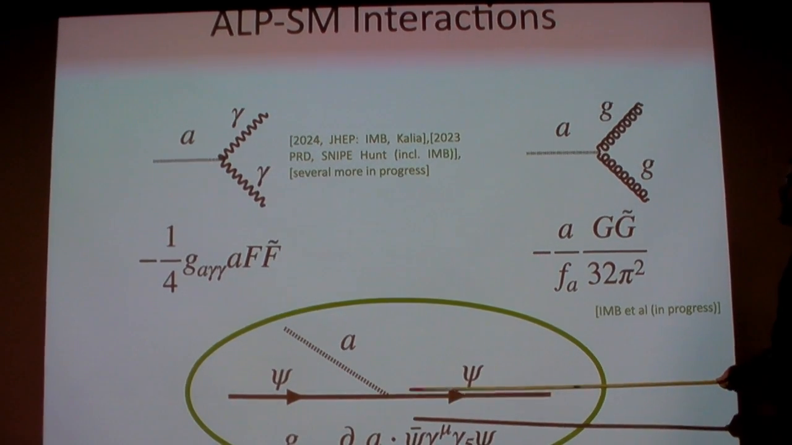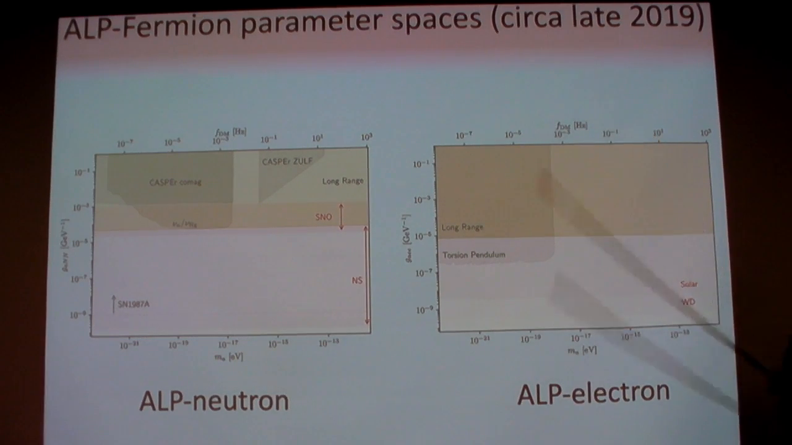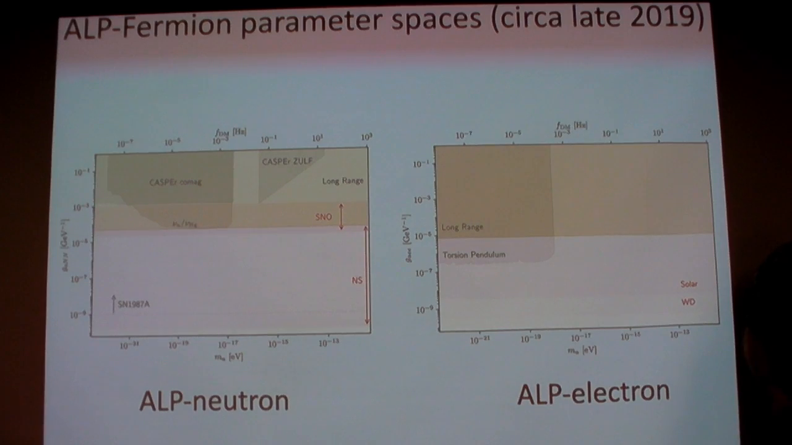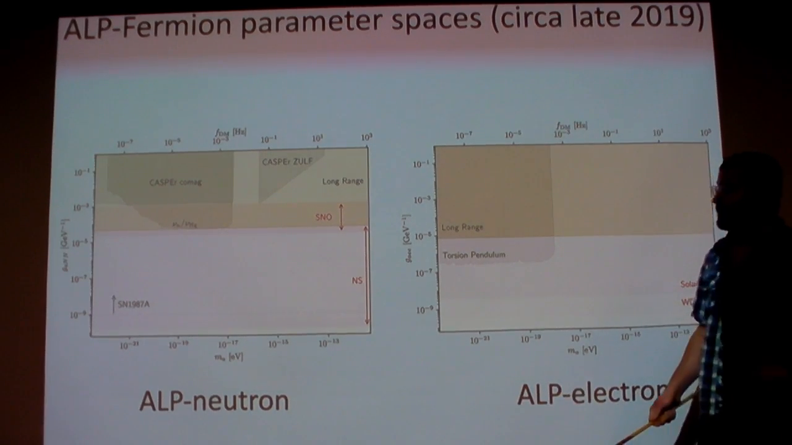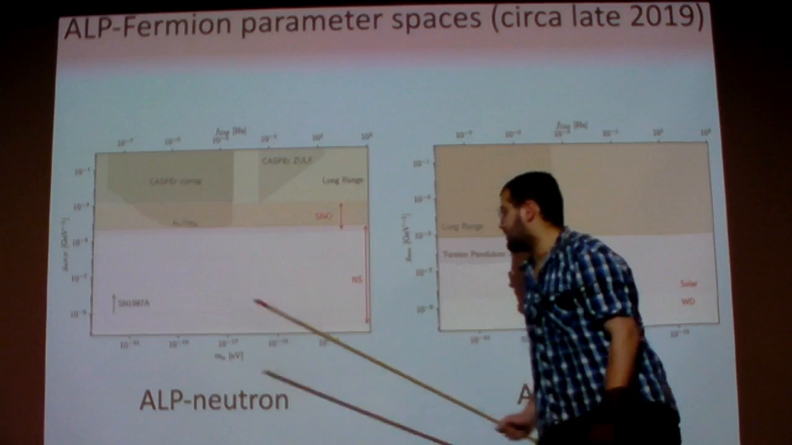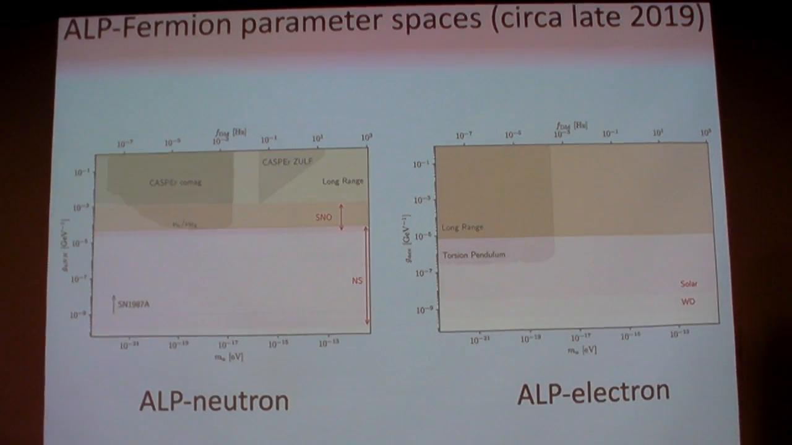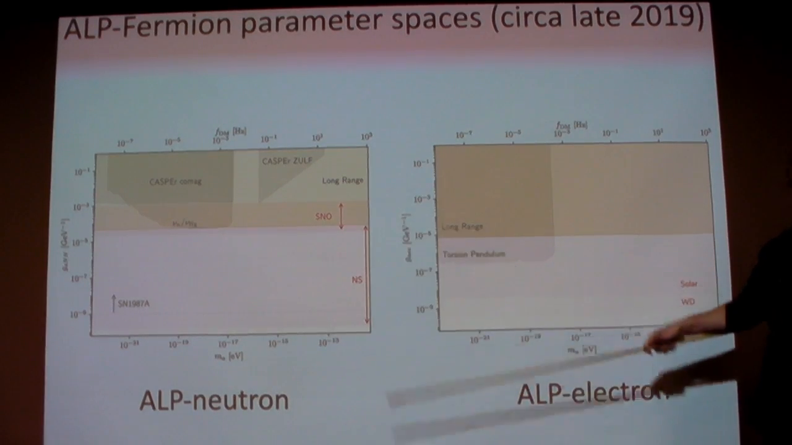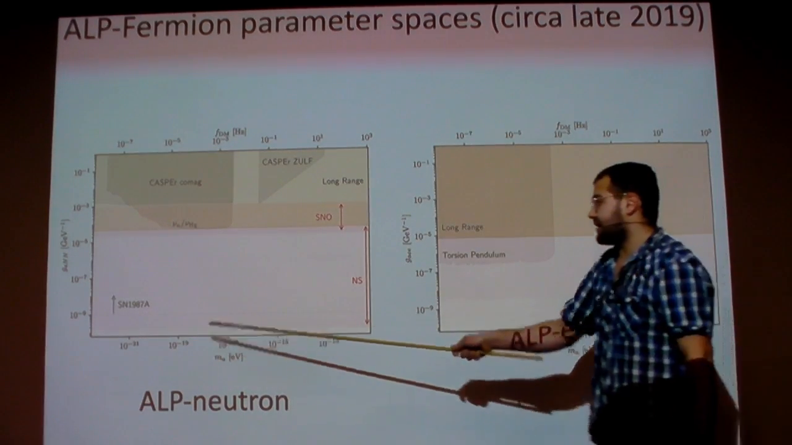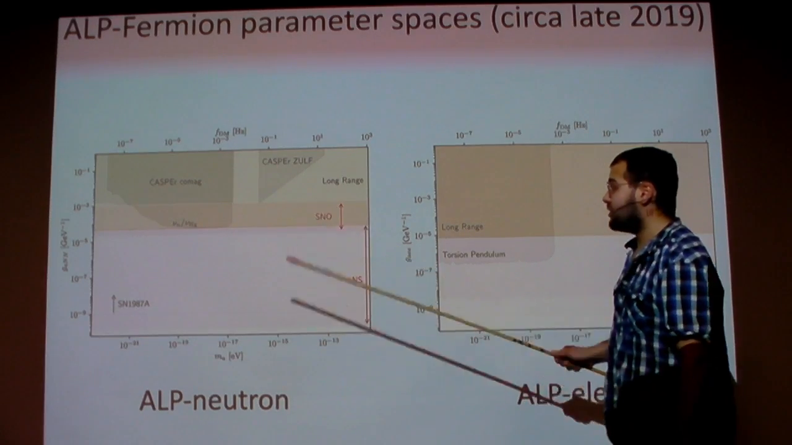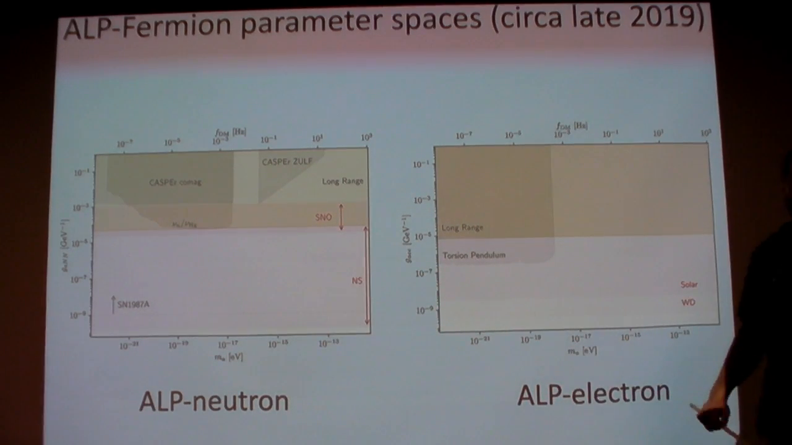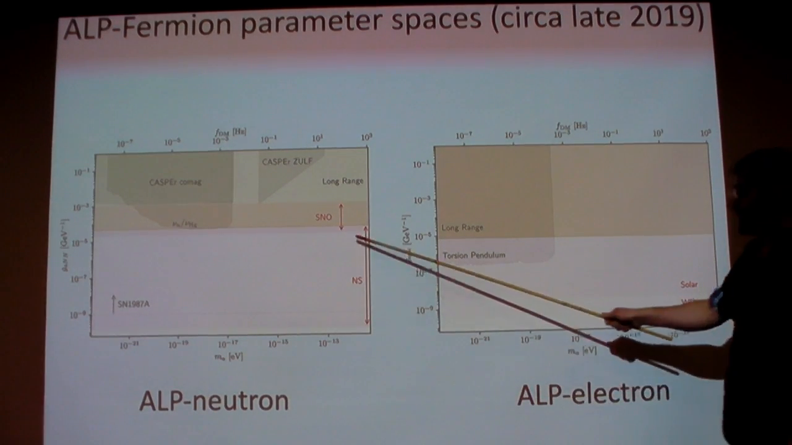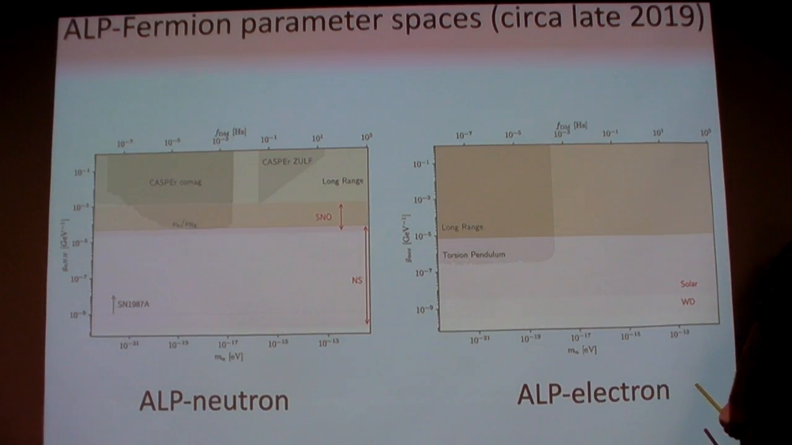But first, I want to take you back to the before time, before COVID, late 2019. What I'm showing you here is the current constraints of the time on the interaction of axions, here with neutrons, and here with electrons. So these are the 2 parameter spaces. Of course, the lower you go, that means the weaker they couple to the standard model. And on the x-axis, we have the masses. In green or gray here, these lines are coming from terrestrial Earth-based experiments. The red regions, here and here, are coming from astrophysical constraints.